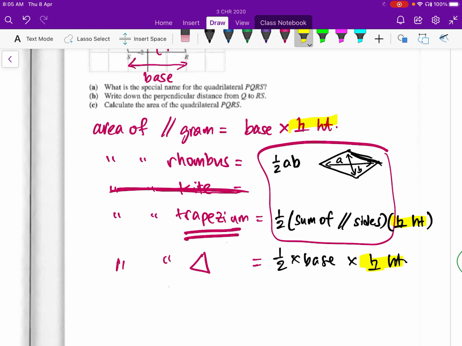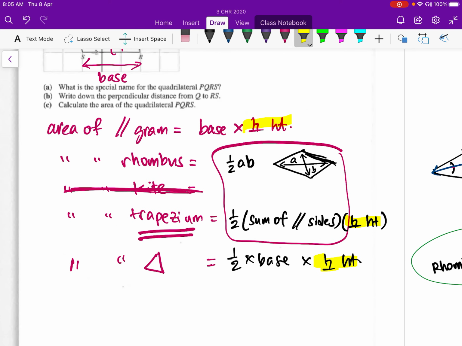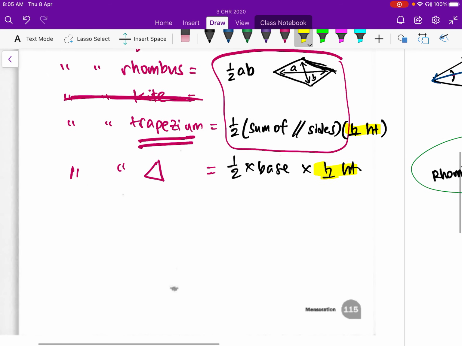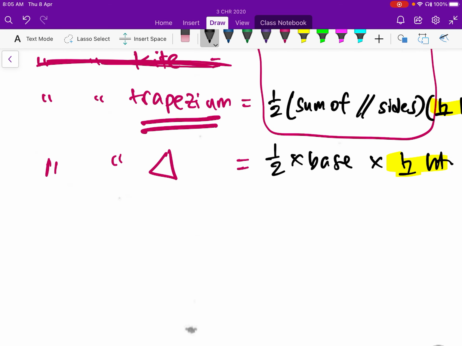Important, obviously, to find out what does perpendicular height mean. So yesterday we covered for the triangles, perpendicular heights look like this. So for normal, the usual type of triangle, if this is the base, then this is our perpendicular height.